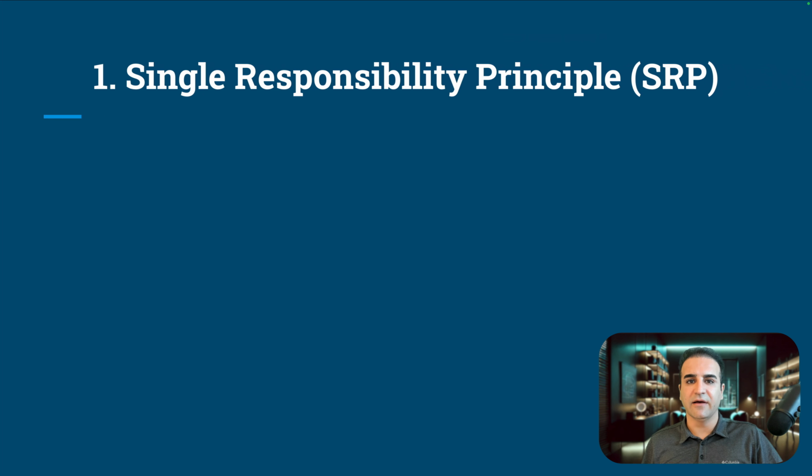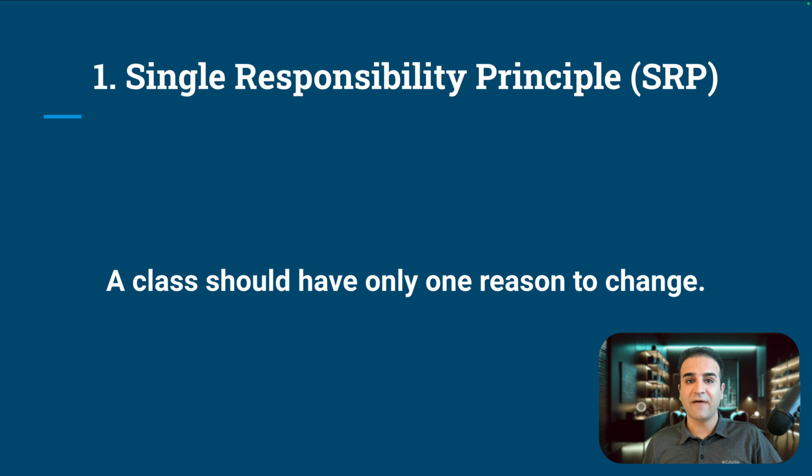Here's the key idea. A class should have only one reason to change. In simpler terms, this means every class or module in your code should focus only on a single task or responsibility. If a class tries to handle multiple jobs, it becomes harder to maintain, test, and debug.